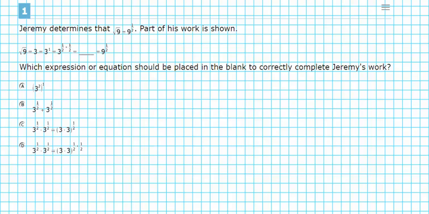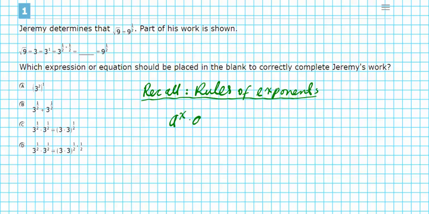Okay, so for this problem, you want to recall your rules of exponents. Let's talk about the specific one that I'm referring to. Something you want to recall is as follows. If you have a to the x times a to the y, the product of two exponents with the same base, this can be written as a to the x plus y. So basically the sum of the powers.